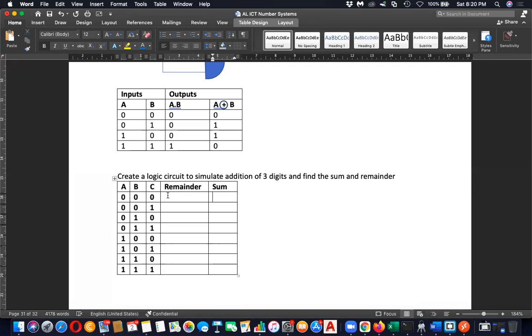And the remainder and the sum. Sum means the total. Here 0, the remainder is 0. Tell me the answers quickly. What is the sum? 1. Remainder? 0. Next one, 0, 1, 0, sum 1. And remainder? Okay, next one, 1.